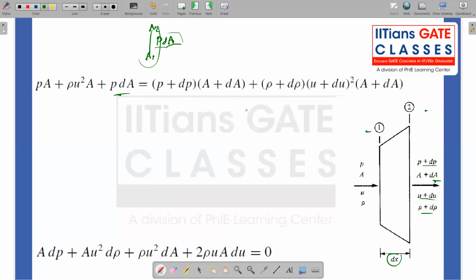On the right hand side, all the quantities are changed by P plus dP, A plus dA, rho plus d rho, like that. So instead of P2, I am writing P plus dP. Instead of A2, I am writing A plus dA. Instead of rho 2, I am writing rho plus d rho. Similarly, instead of u2, I am writing u plus du. That's what I am doing here, going from integral to differential. Now, if I expand this, the left hand side has nothing to expand, so on the right hand side I can expand this.